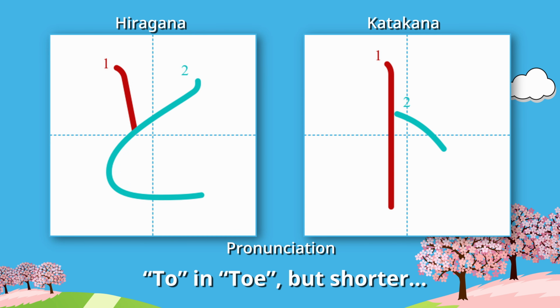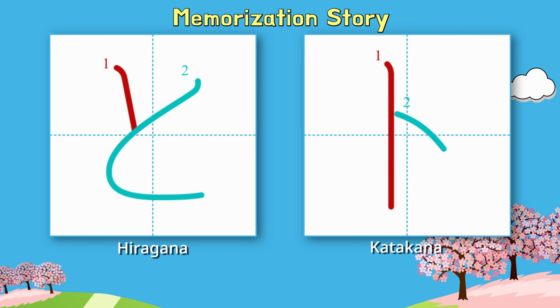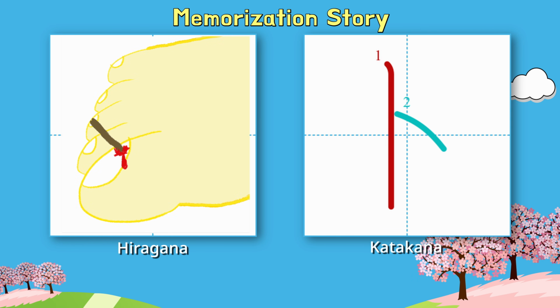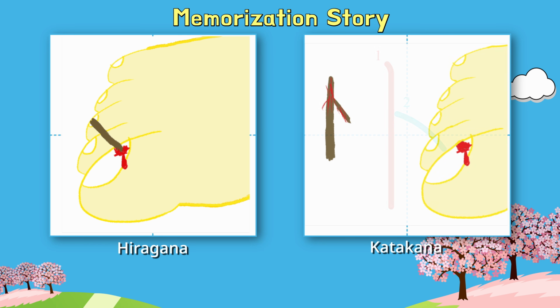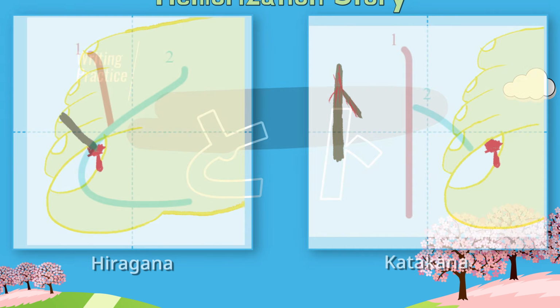The sound represented by these characters sounds like the to in toe, but shorter. The hiragana to looks like a toe with a splinter sticking out the top. When you pull it out after some extreme pain, you find that the splinter looks a lot like the katakana to, thus why it was so hard to pull out.